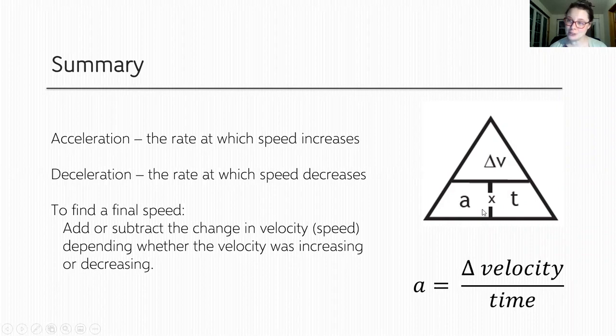To find a final speed, if you're looking for the final speed, so a car has accelerated, you know what the change in speed is, and you want to find out, well, how fast are they going now? If they're accelerating, you're going to add it. If they're decelerating, you would subtract the change in speed. So one of those things to watch. So you're going to add or subtract the change in speed, depending on whether the velocity was increasing or decreasing.